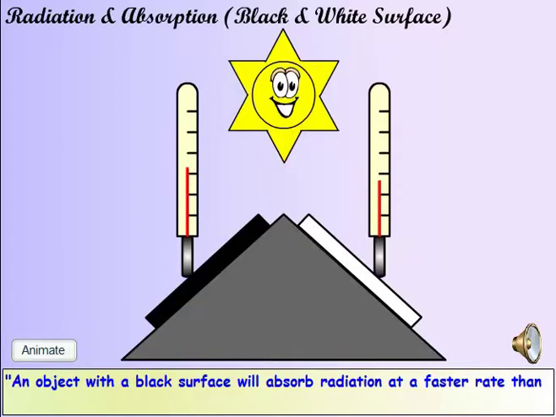Radiation is another form of energy transfer, but unlike conduction and convection, it does not require a medium. Black bodies absorb radiation at a faster rate than white bodies. Therefore, on hot days, it is preferable to wear white clothes.